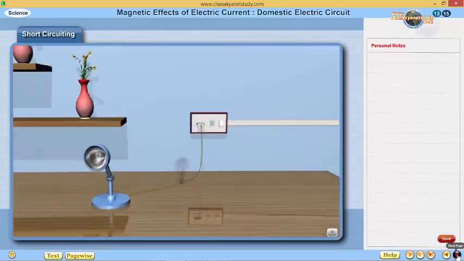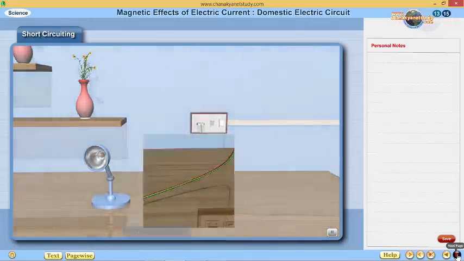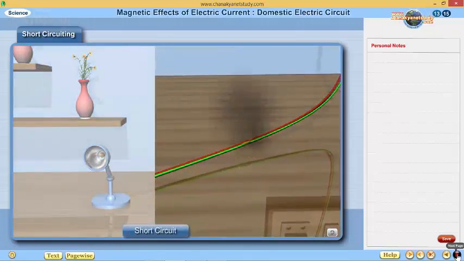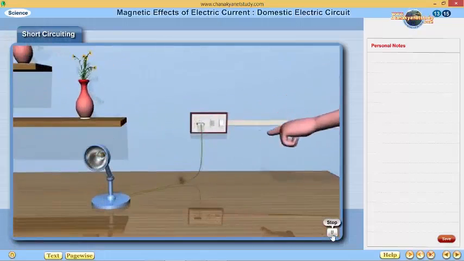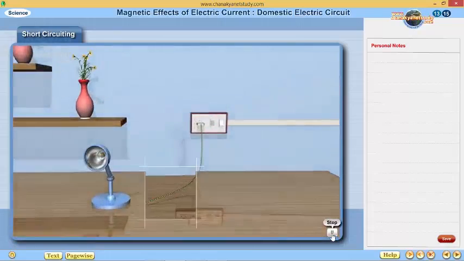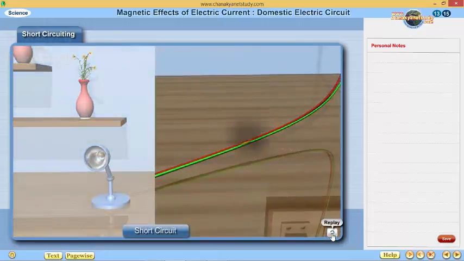Short circuiting. If a live wire and a neutral wire come in direct contact or touch each other, short circuiting takes place. During a short circuit, the resistance of the circuit becomes very small and hence a huge amount of current flows through it. This produces a large amount of heat and raises the temperature. As a result, the circuit catches fire.